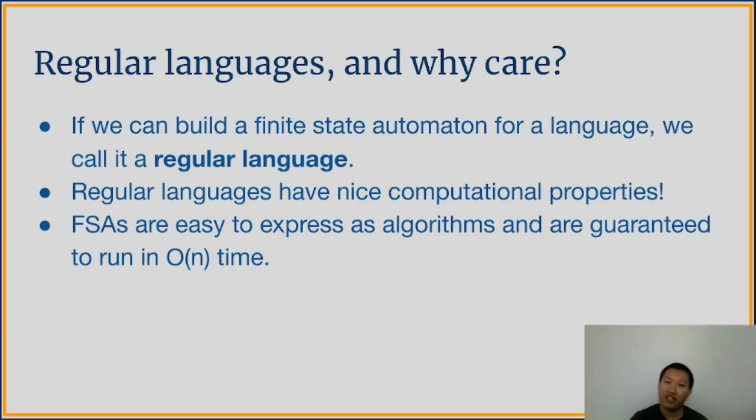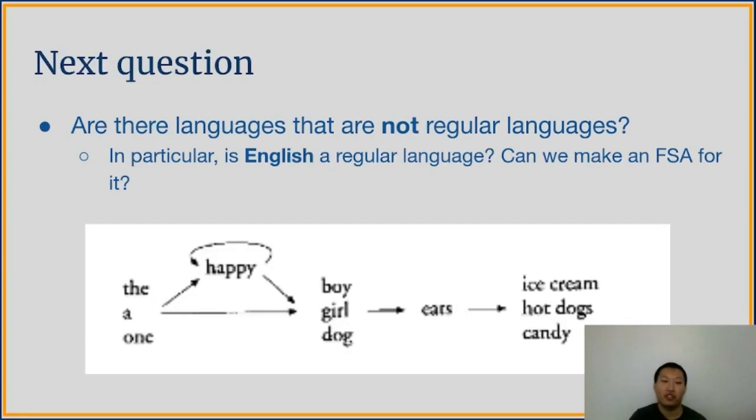If you're familiar with big O notation, which some of you might be, we can say that this runs in O of n time, where n is just the length of our string. So the point is that if we have a regular language, if we have this finite state automaton, then it's really easy for a computer to do. So if English were a regular language, it would be really easy for a computer to interpret.